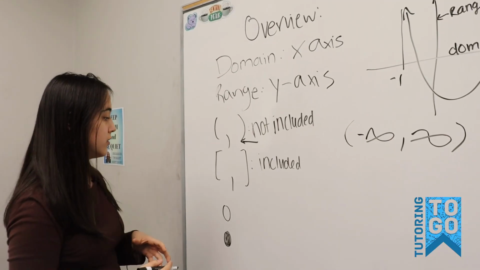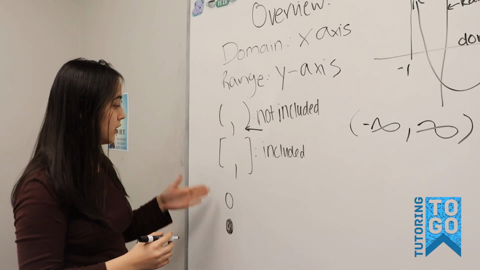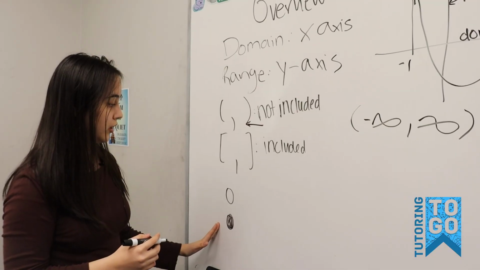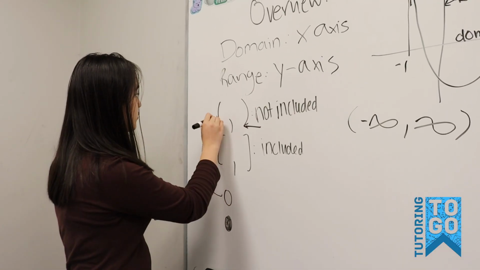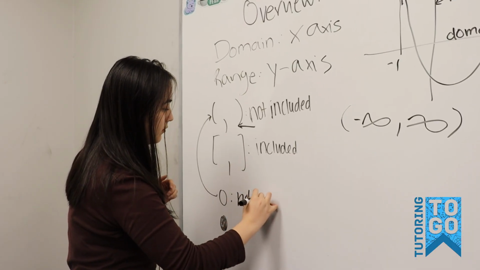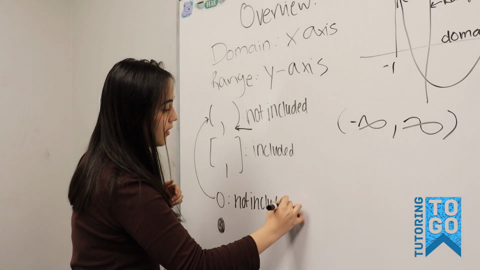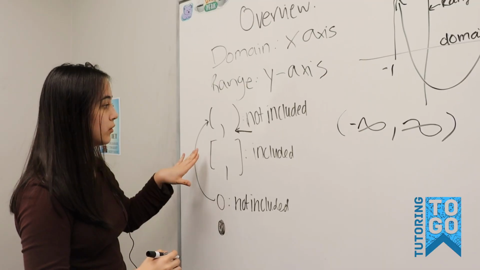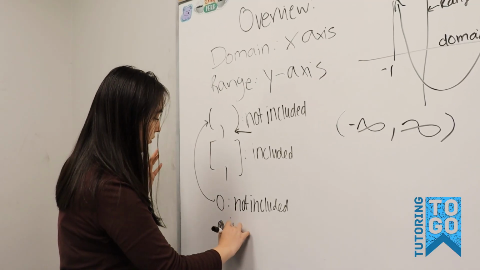Another point of this is whether the graph has these dots right here. This open dot goes to the parentheses, meaning it is not included. And then the closed dot goes to the brackets, meaning it is included.